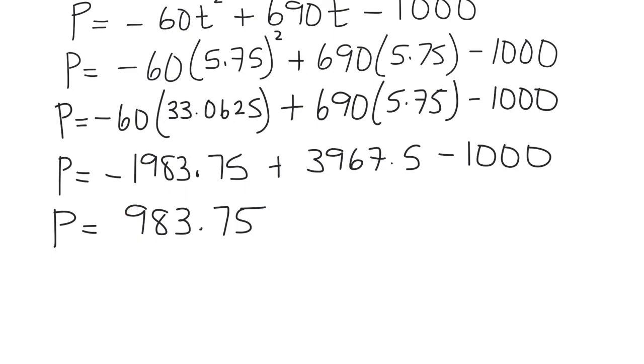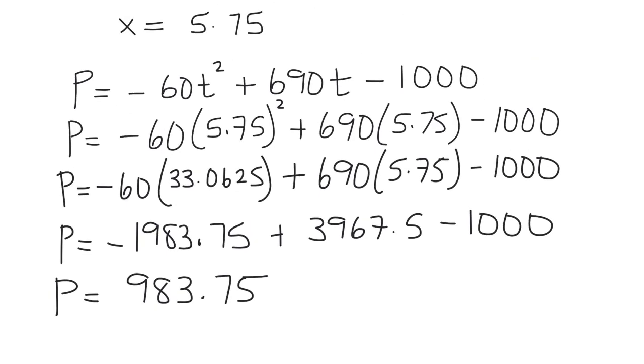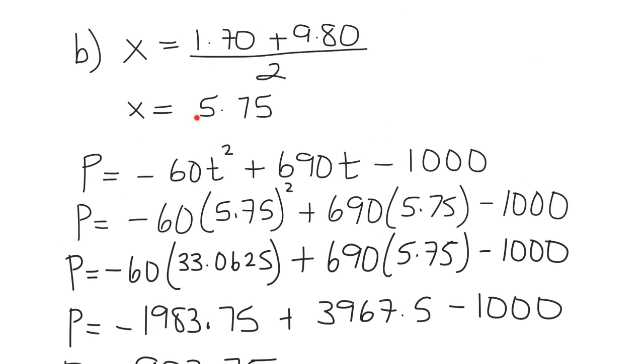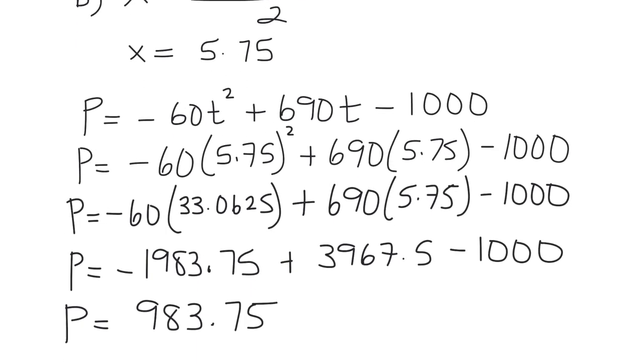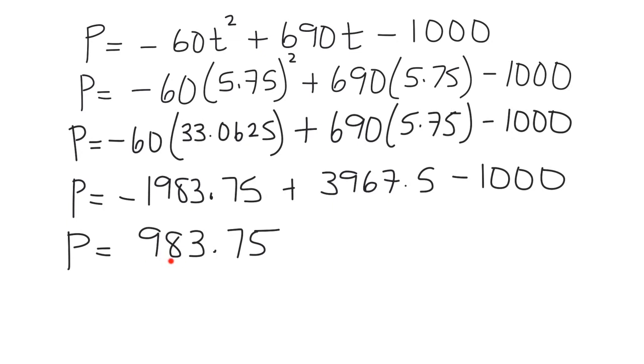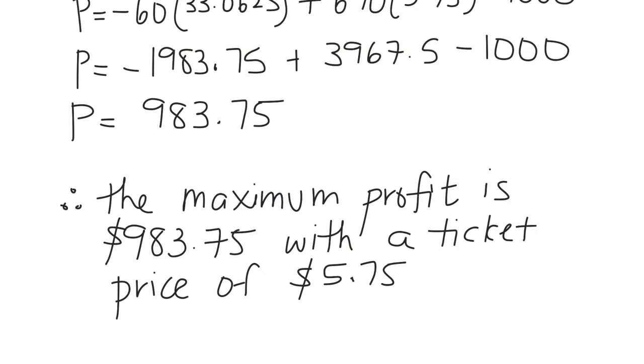Now, in terms of what the 5.75 represents, 5.75 is the ticket price that would have to be charged to each of the patrons of the dance in order to earn that maximum profit of $983.75. We can write a final concluding statement saying, therefore, the maximum profit is $983.75 with a ticket price of $5.75.